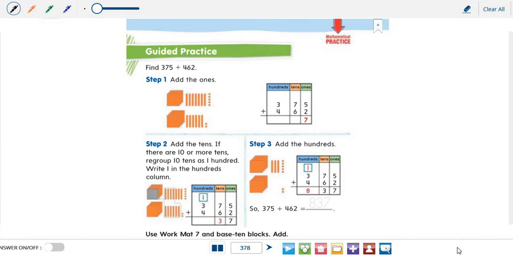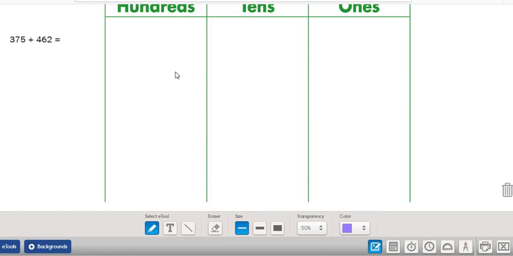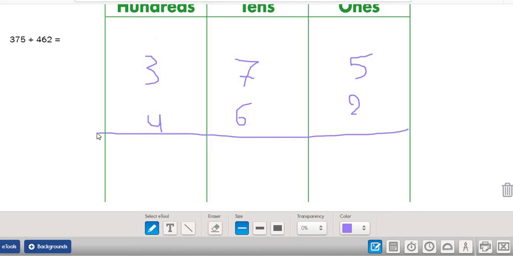Now let's solve another example. Find 375 plus 462. Let's solve this problem using the place value chart. The first number is 375. So we will write 3 in the hundreds place, 7 in the tens place, and 5 in the ones place. The second number is 462. Now let's add ones as usual.